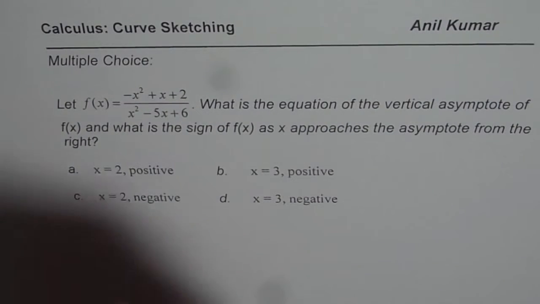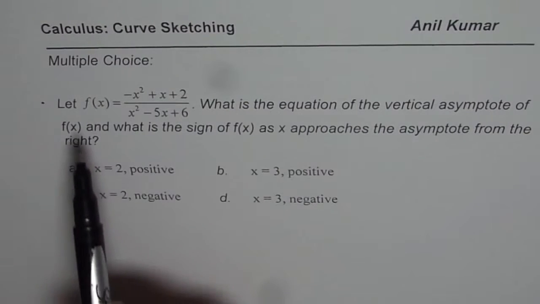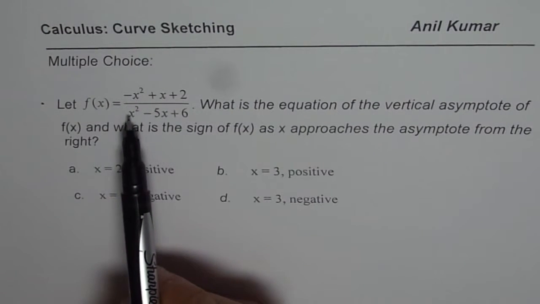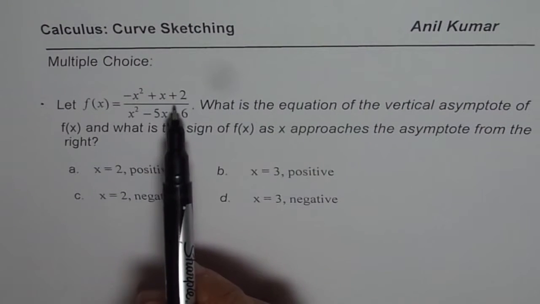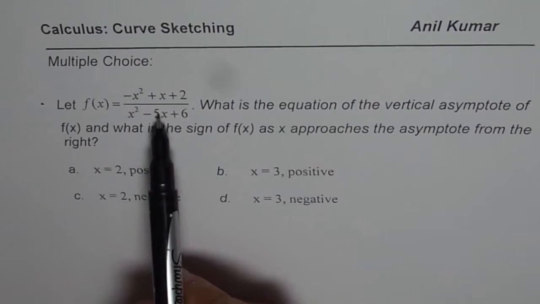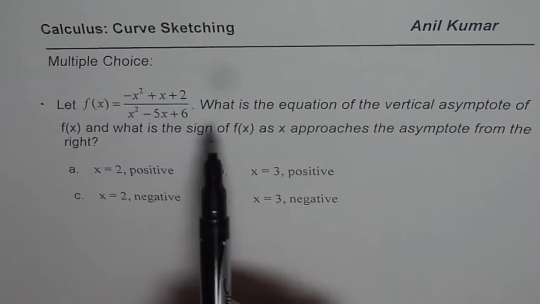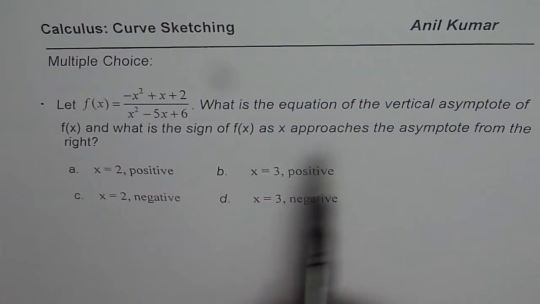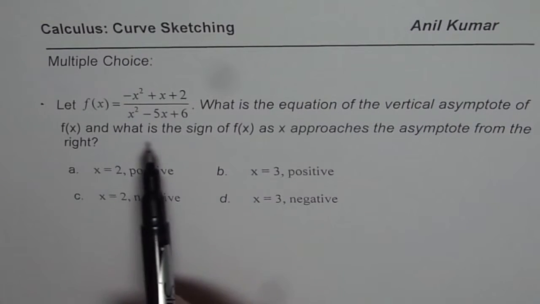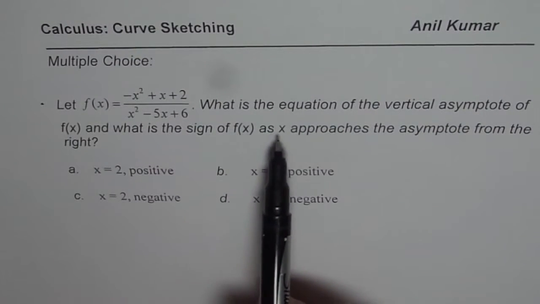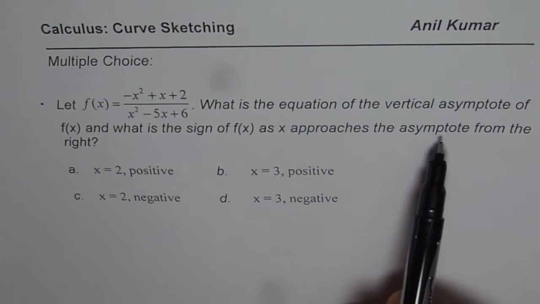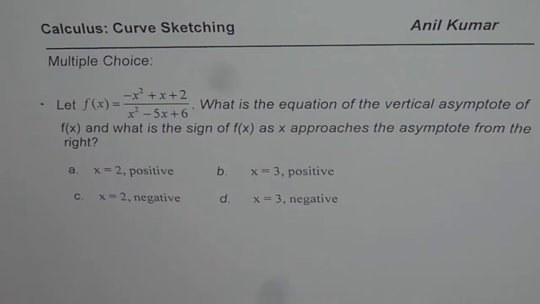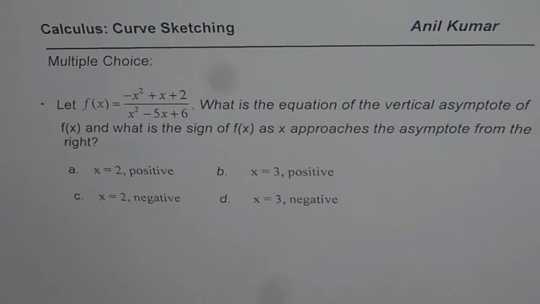So the question I've copied from the test paper is, let f of x equal minus x squared plus x plus 2 divided by x squared minus 5x plus 6. What is the equation of the vertical asymptote of f of x, and what is the sign of f of x as x approaches the asymptote from the right? Four choices are given to you. You can pause the video, answer the question, and then look into my suggestion.